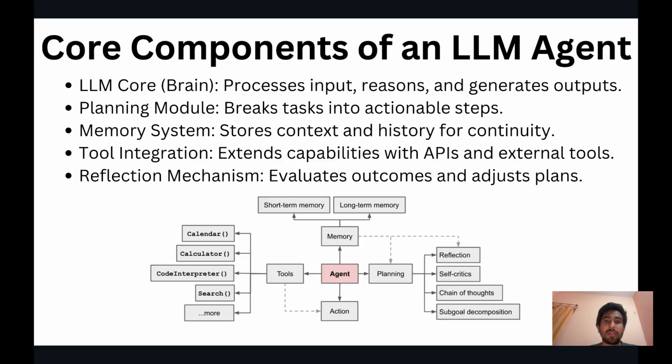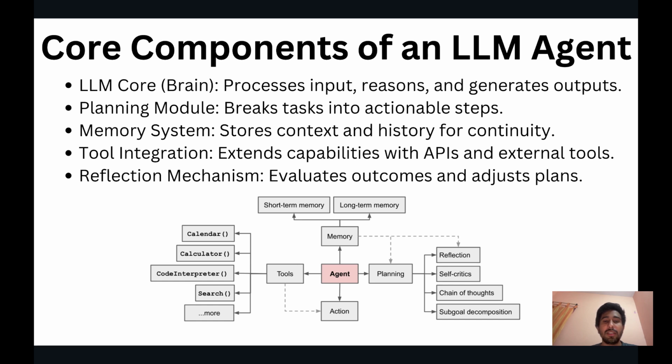So the core components of an LLM agent are the LLM core, which is the brain of the agent, which processes input and leads to reasoning steps and generates the outputs. And there is a planning module, which can also be built separately, which can break the task into actionable steps, and which also uses the LLM to do the planning. And a memory system, which stores context and history for continuity.